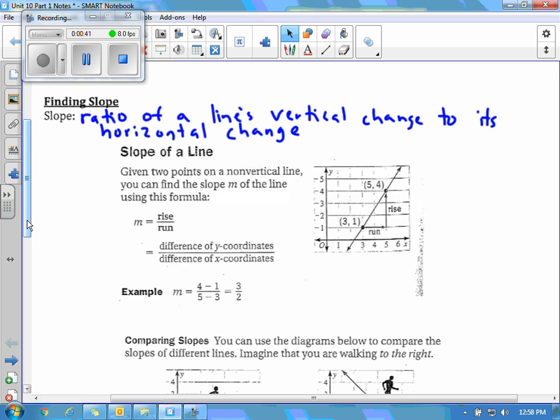So it says, given 2 points on a non-vertical line, you can find the slope m of the line using this formula, m equals rise over run. So it's important to make note right now that m is going to stand for slope. And then when we say the vertical change over the horizontal change, we call that the rise over the run. So the change in the y coordinate over the change in the x coordinate. And then there's an example of how to find it with points, which we'll get to in a second.